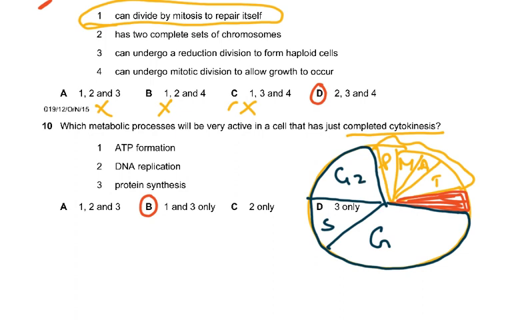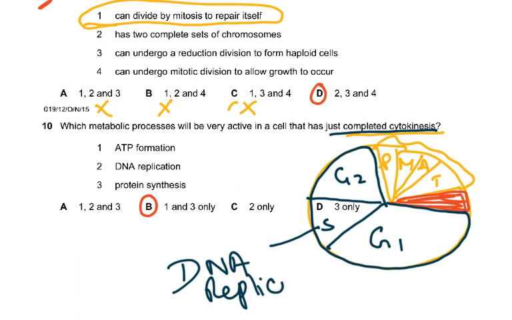So which metabolic processes will be very active in a cell that has just completed cytokinesis? Growth 1, G1, in which there is ATP formation and protein synthesis, but DNA replication takes place in S phase, so that is not in a cell that has just completed cytokinesis. DNA replication takes place in S phase of interphase. So DNA replication will not take place, so it can't be 2. So that's why the answer was 1 and 3 only.